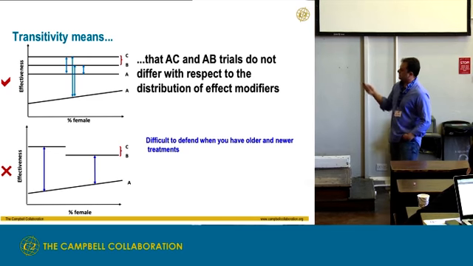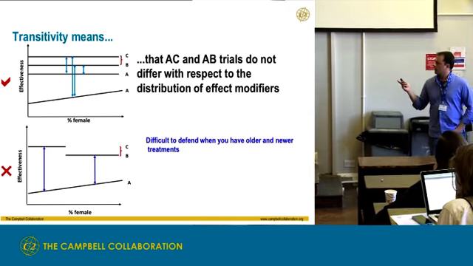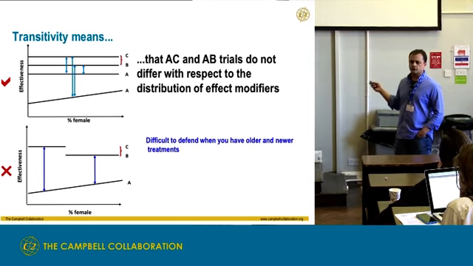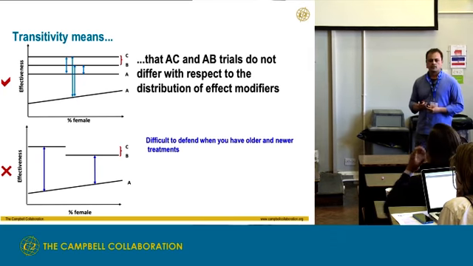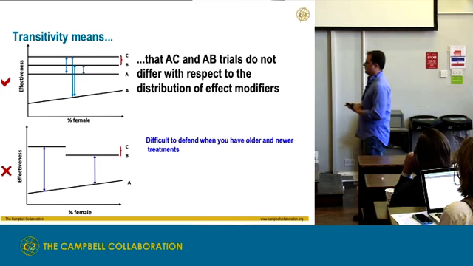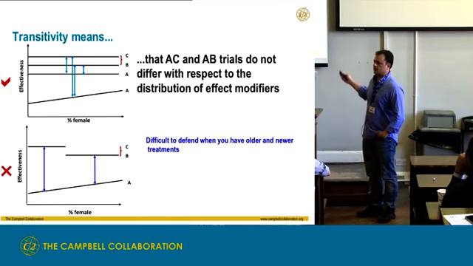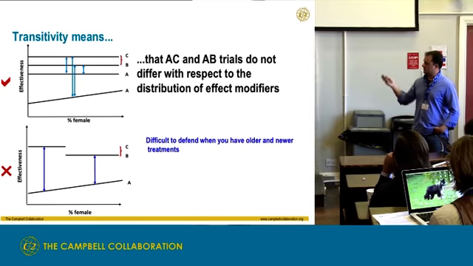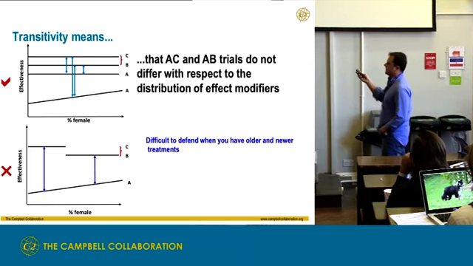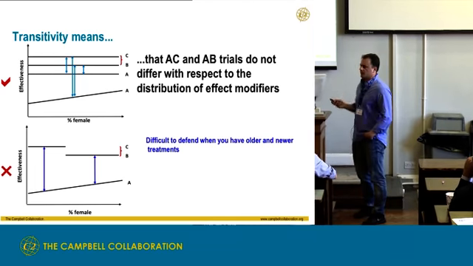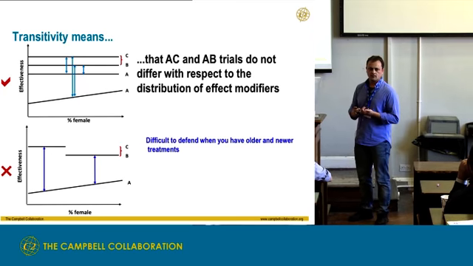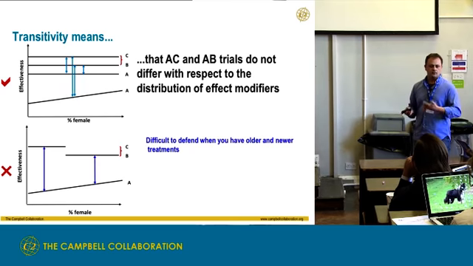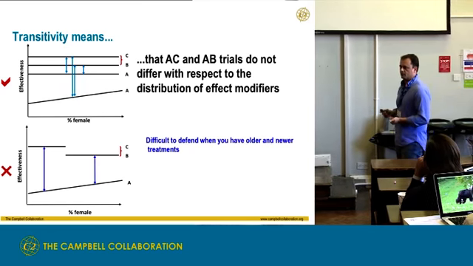So in this example, still the effectiveness of intervention A depends on the proportion of women. Would that be a problem here? I have AC studies that have, on average, a smaller representation of women. And I have BA studies that have more women than AC studies. So an indirect estimate would be biased. And can you tell me which treatment the bias would favor?